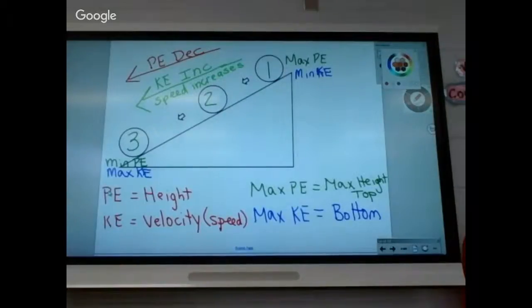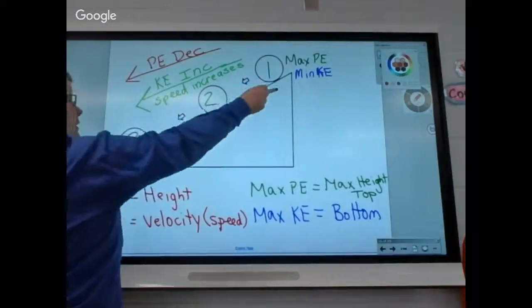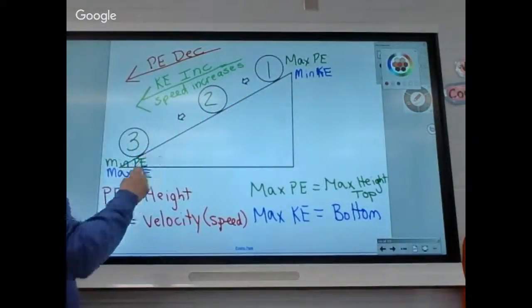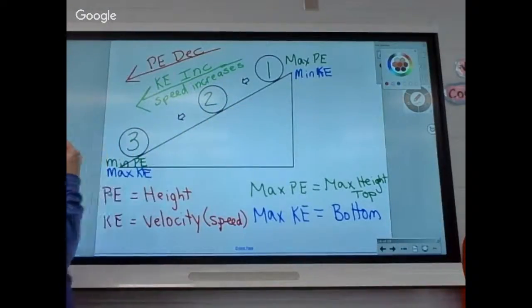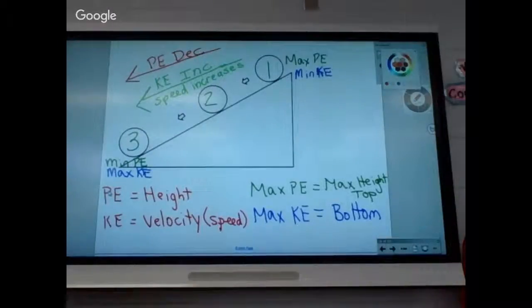Welcome back, Jaya. Potential energy is all about height. What's happening to the height of the ball? It's decreasing. The height's going down. Height is potential energy. If height goes down, what happens to potential energy? It decreases. It goes down. Are you with me on that?